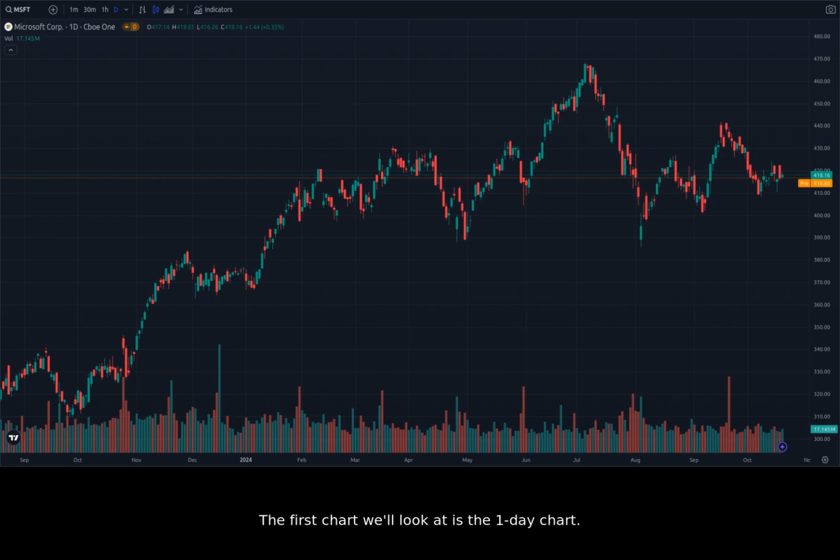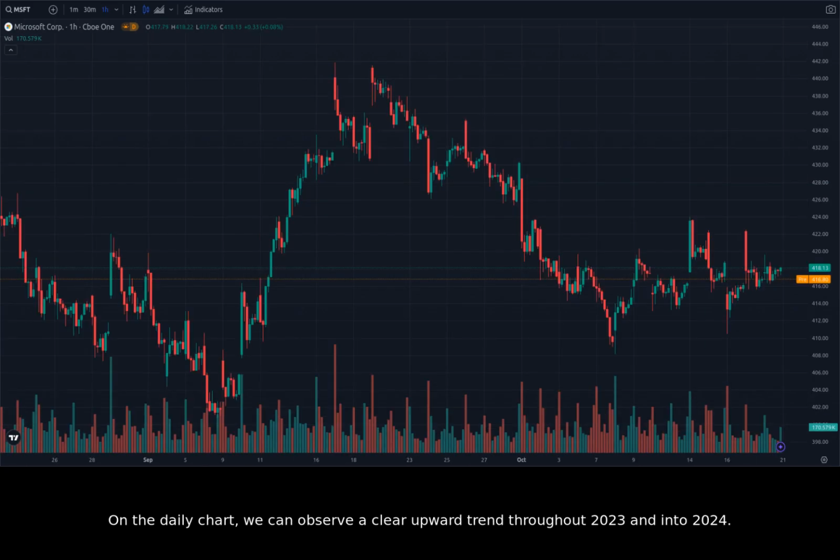The first chart we'll look at is the one-day chart. This chart provides a broader perspective on MSFT's price movements over time. On the daily chart, we can observe a clear upward trend throughout 2023 and into 2024. The stock price has been consistently breaking out of resistance levels, indicating strong buying pressure. However, a recent pullback suggests a potential period of consolidation or even a reversal.